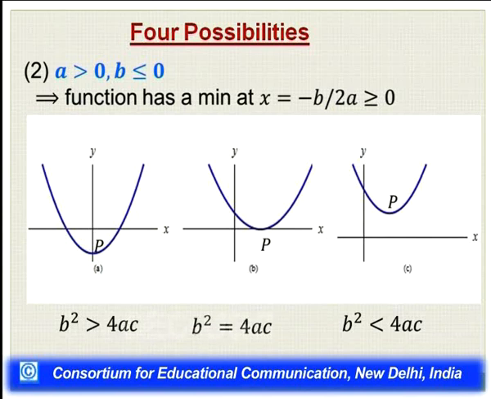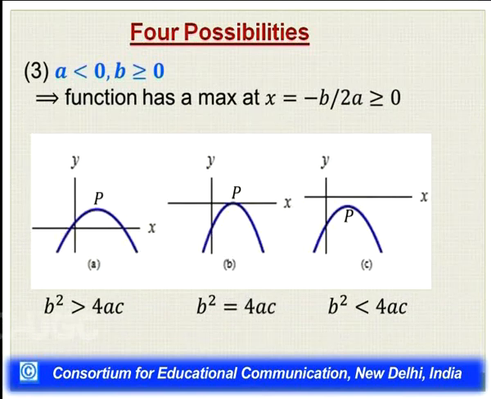What will be the shape of the graph when a is positive but b is less than or equal to 0? Let me do another one. Let's suppose a is negative but b is greater than or equal to 0.